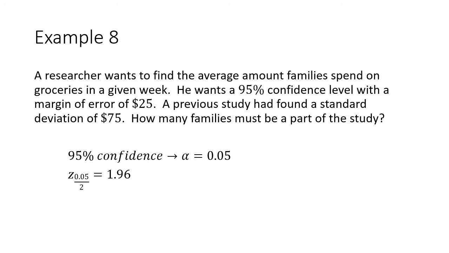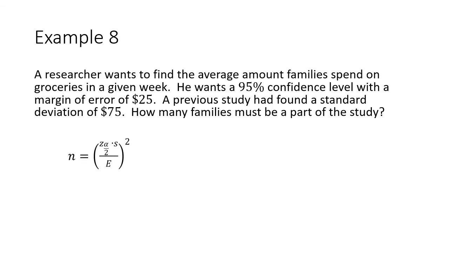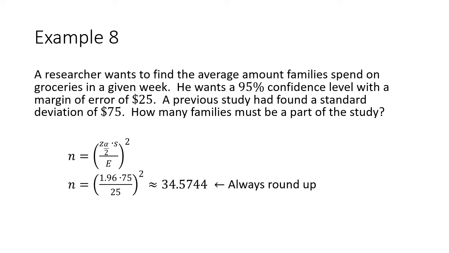I mean, that's something that you could probably even go ahead and memorize at this point because it shows up so often with our statistical inference. We also know that the margin of error is going to be $25 because that's given in the problem. And we're given that the sample standard deviation of a previous sample was $75. Now that we have everything we need, it's just a matter of plugging it into our formula for the sample size and making sure that we follow the order of operations and get the correct answer. So in this case, my sample size ends up being 34.5744, which means I need to round it up to 35, and they would need 35 families for their study.